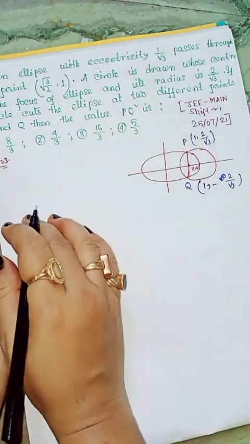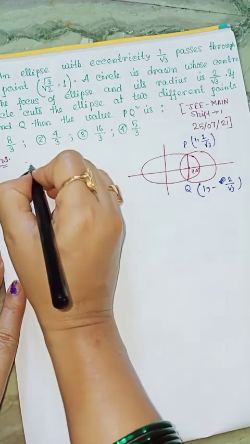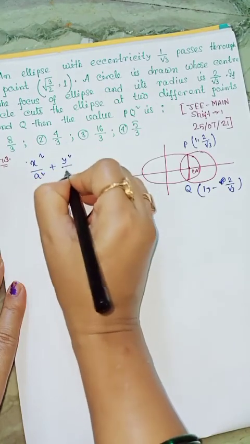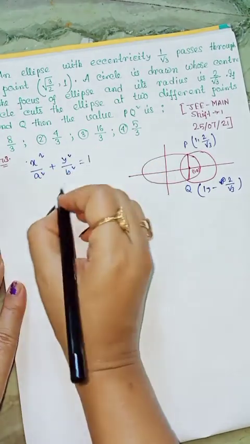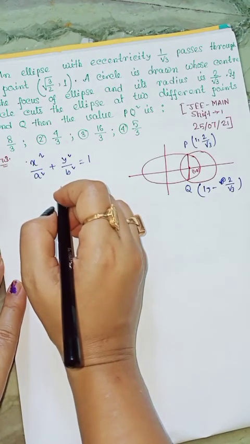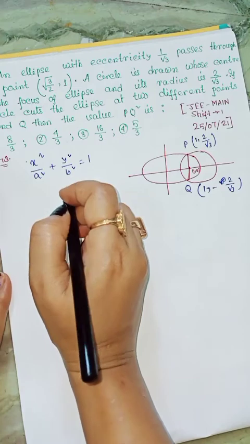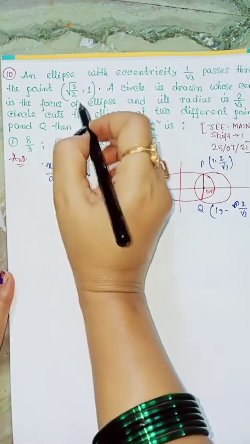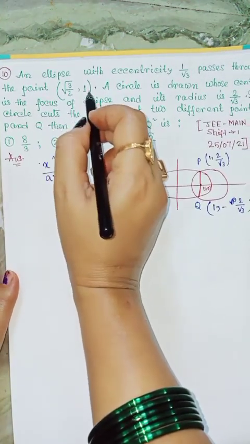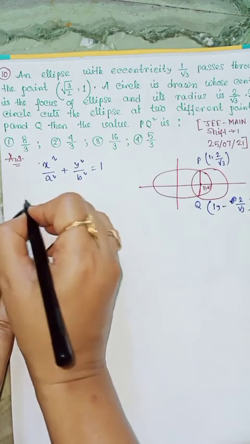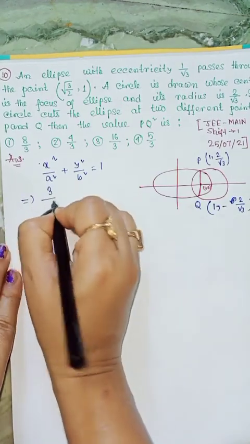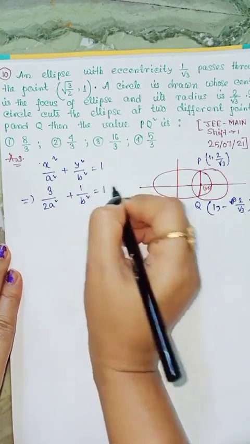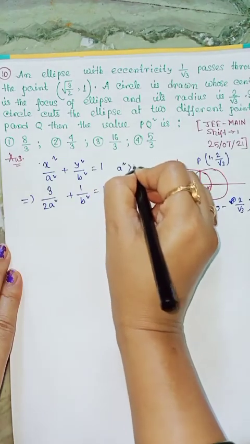So now the question tells that the ellipse is x square by a square plus y square by b square is equal to 1. This is satisfied by the point root 3 by 2 comma 1. So this becomes 3 by 2a square plus 1 by b square is equal to 1, where a square is greater than b square.